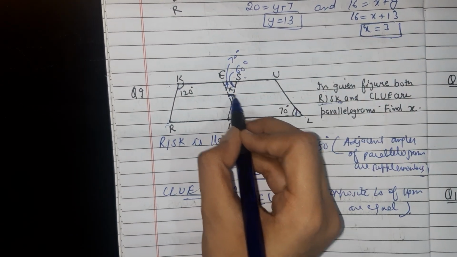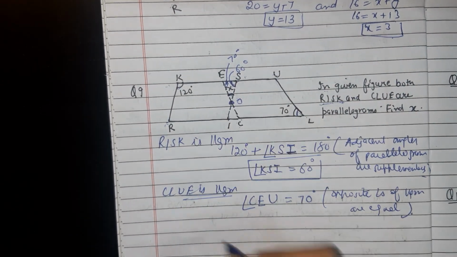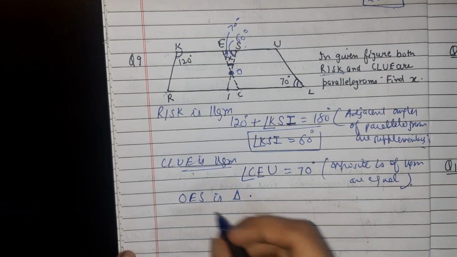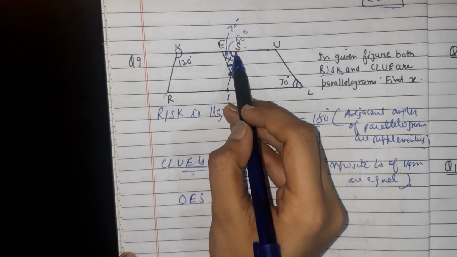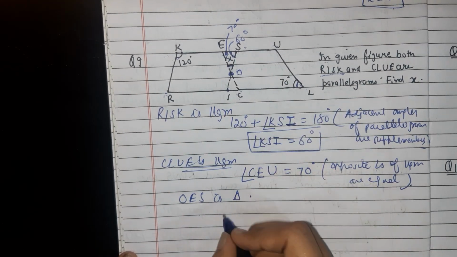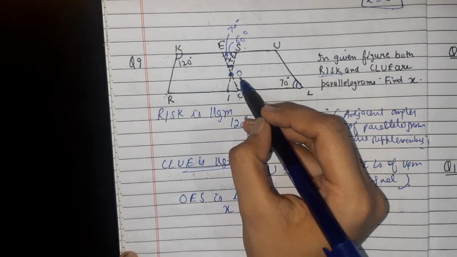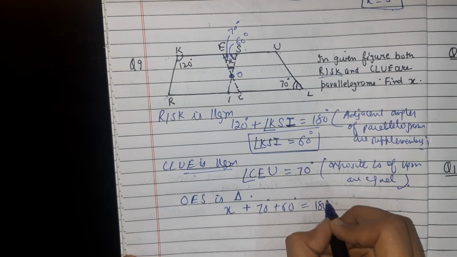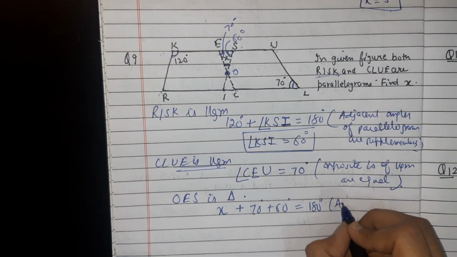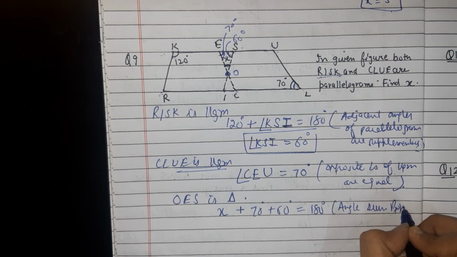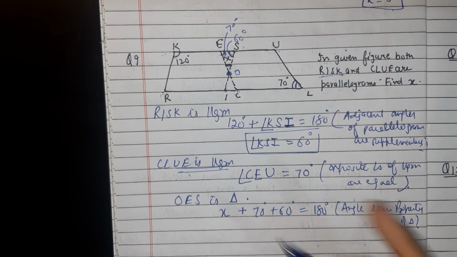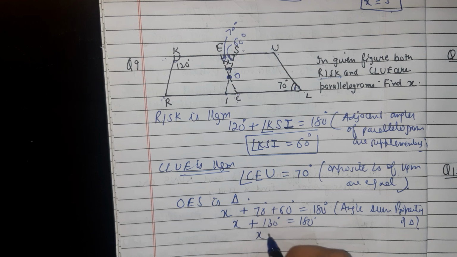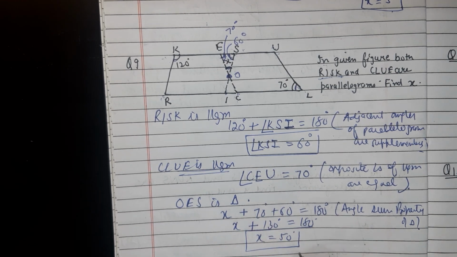Okay, now we need to find the value of x. Let's mark this as O. OES is a triangle, and we know the angle sum property of a triangle, that the sum of all the angles of a triangle is 180 degree. So x plus angle CEU, which is 70 degree, plus 60 degree is equal to 180 degree, because of the angle sum property of a triangle. So x plus 130 degrees equals 180 degrees. So x comes out to be 50 degree. So the value of x is 50 degrees.